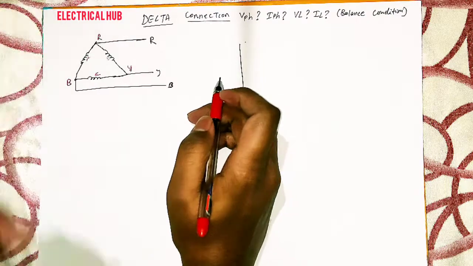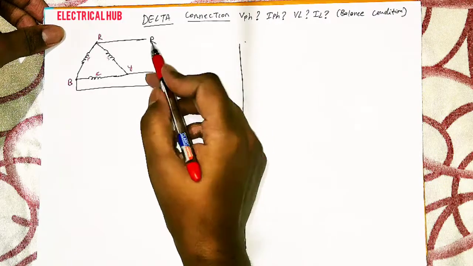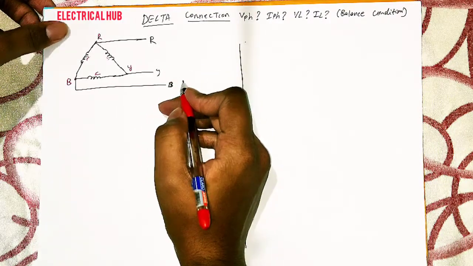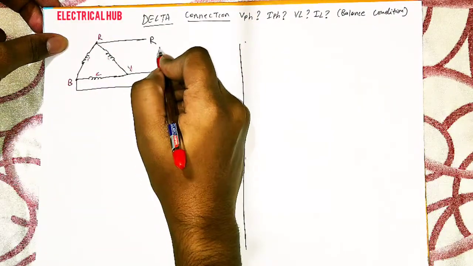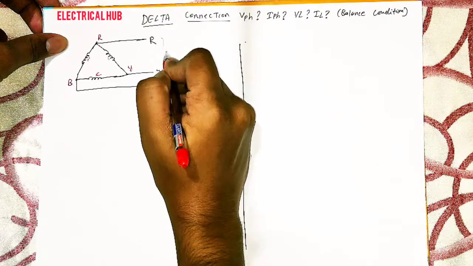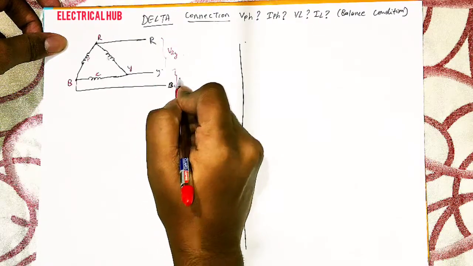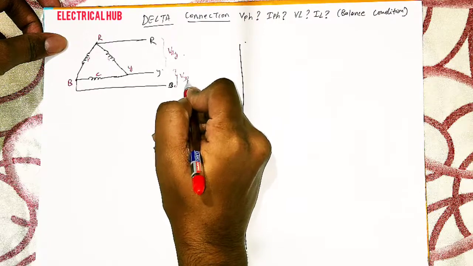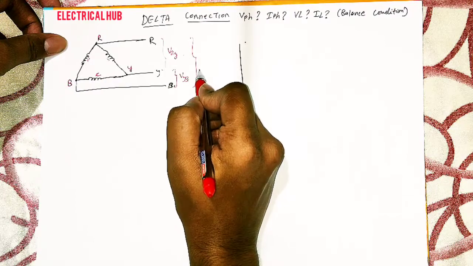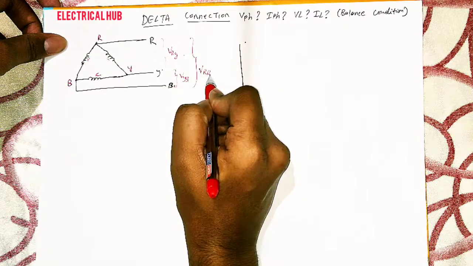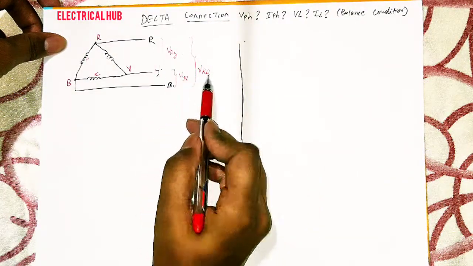So what will be the line voltage? As we have talked in the previous video also, the voltage between two line wires will be equal to the line voltage. So the line voltage between R and Y, this part, is VRY. And what will be the voltage between Y and B? VYB. And between R and B? This will be VRB. Alright, so now we have got the value of line voltages VRY, VYB and VRB.